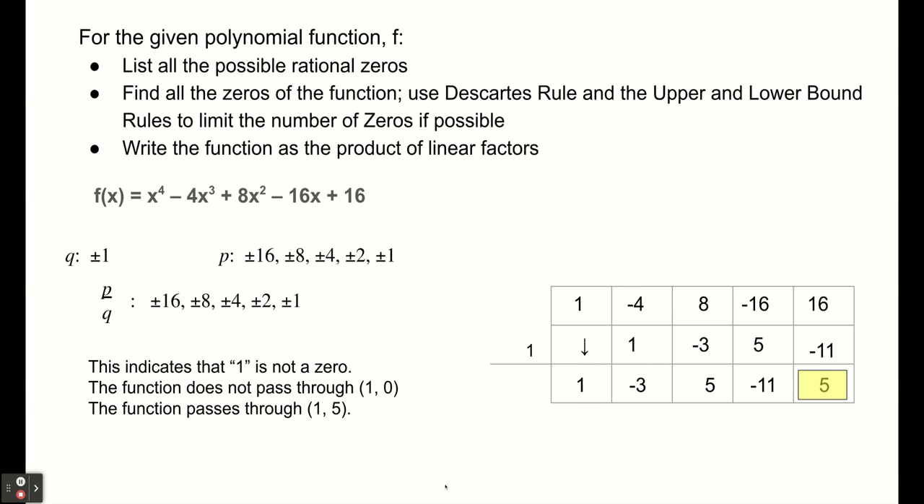So I want you to picture this function in your head if you can. We don't know a lot about it right now without a graphing calculator. We know it goes through (0, 16), and we know it goes through (1, 5). So it feels like it's tending in this direction. So maybe if I try 2 as my next zero, that might give me a remainder of 0. So let's check.